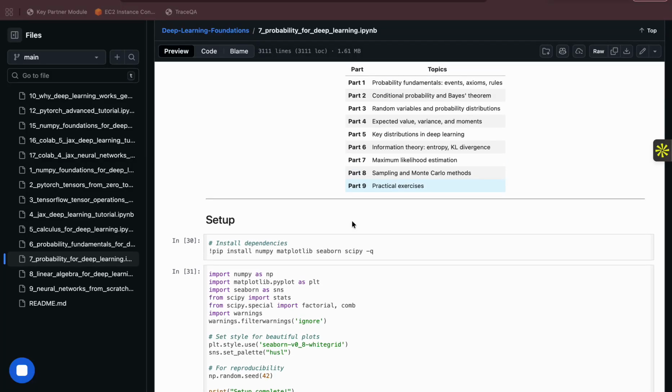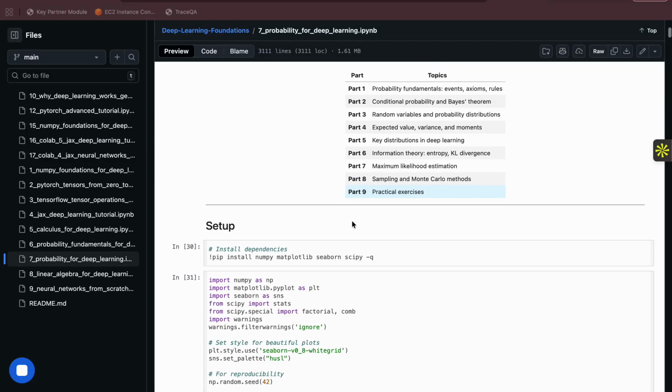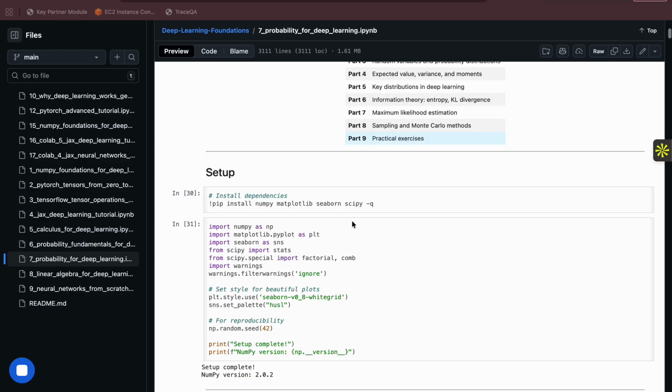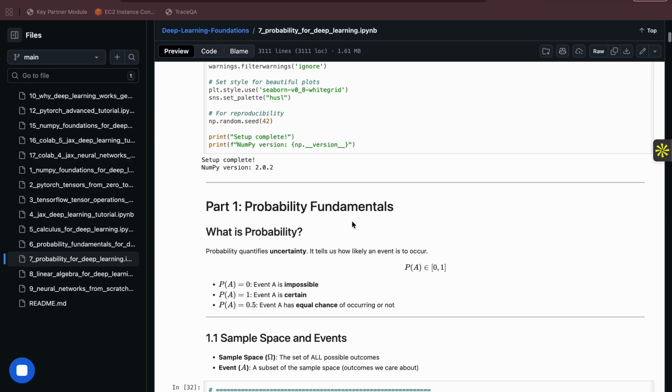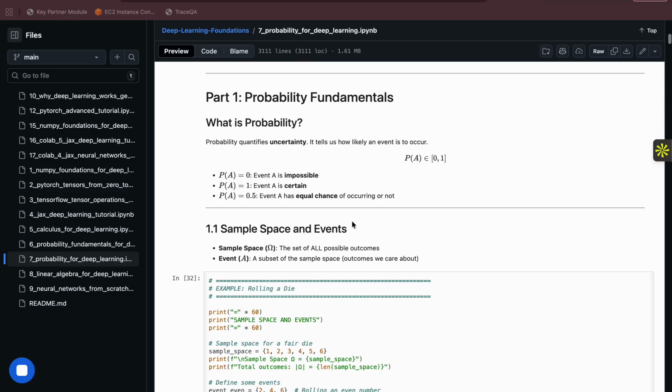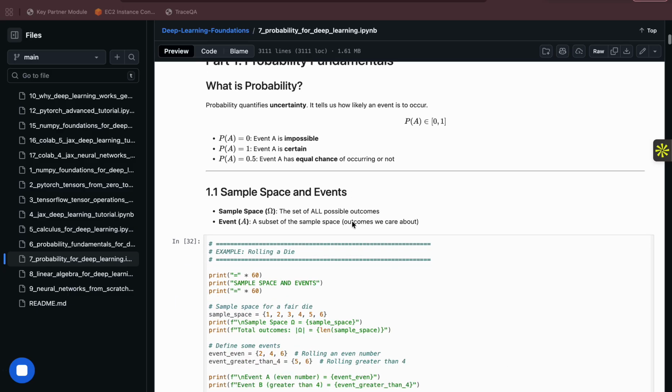In this Colab, we learn probability for deep learning. So first we install all the required libraries such as NumPy, Matplotlib, Seaborn, and SciPy for probability demonstrations.